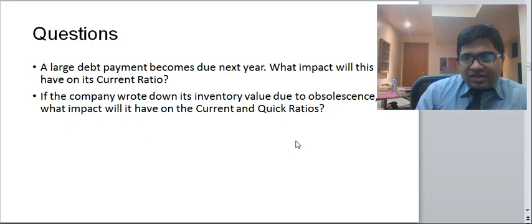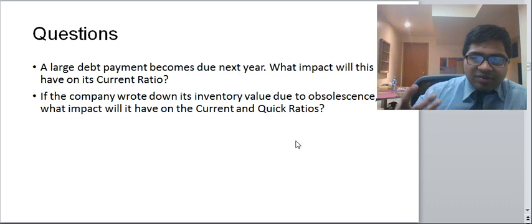Now these questions, I would insist you to pause, think about it, and then again play to understand my answers. So the first case is a large debt payment becomes due. What will be impact on current ratio? So if debt payment is becoming due, it will increase the current liability. Now if current liability is increasing, the denominator is increasing, which leads to a lower ratio.